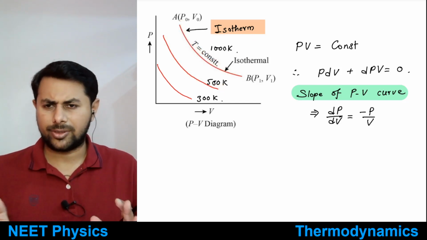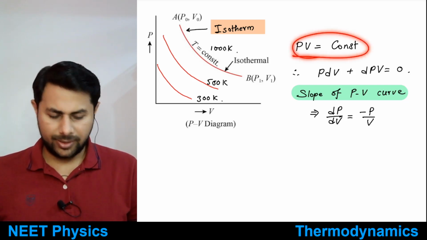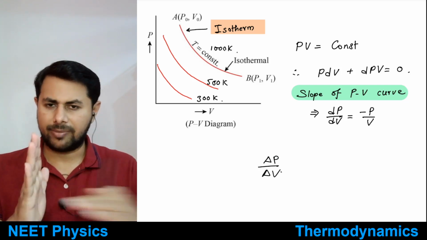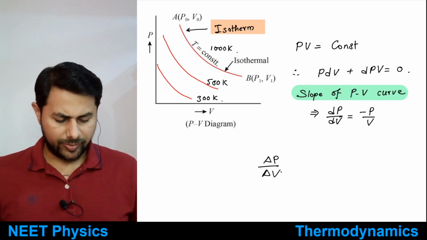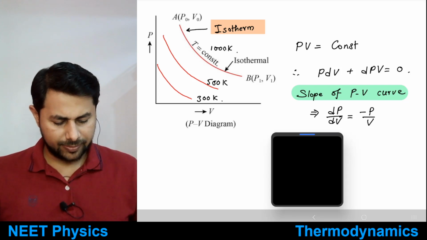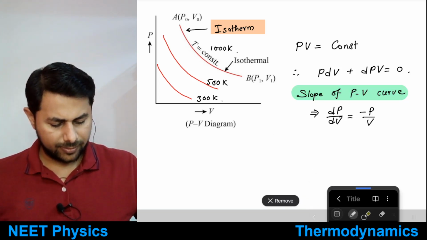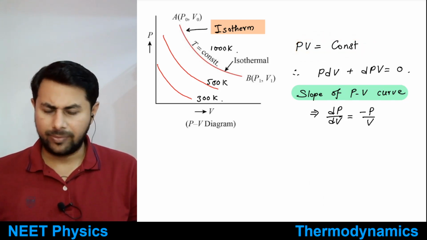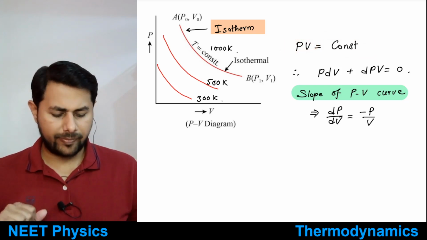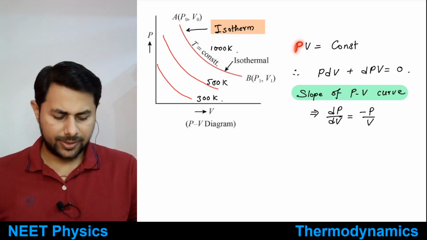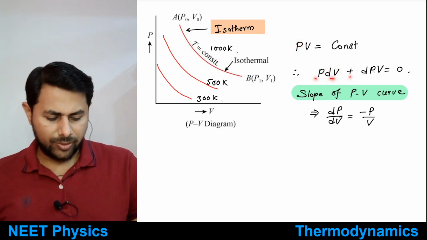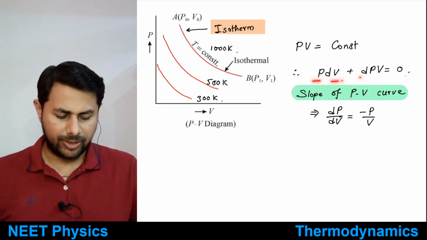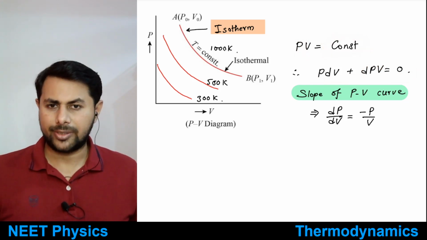Now we know how to find out the slope of a curve, right? Since PV is a constant here, what is the slope of a curve? It would be delta P by delta V, change on the vertical axis divided by change on the horizontal axis. Here we write this equation in differential form, or you can say you are applying the product rule of derivatives. You keep the first thing as it is, take the derivative of the second thing. So it is P dV plus you take the derivative of the first thing, dP, and keep the second thing as it is. So P dV plus dP times V would be equal to 0 because pressure times volume is a constant.